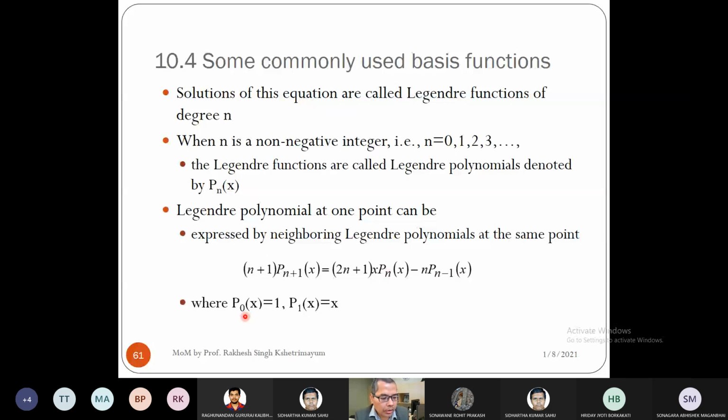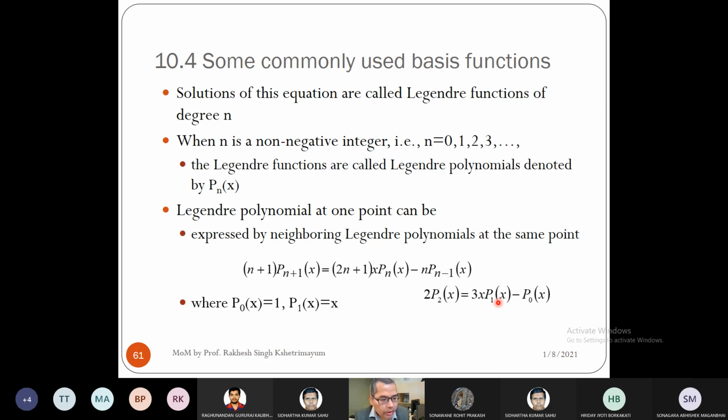So if I have P0(x) is 1 and P1(x) is x, I can always find P2(x), P3(x), and so on using this recursive relation. Let's say I want to find P2(x); n would be 1, so 2n plus 1 will become 3, times x, then what is this? This is x minus n, and n is 1, so this is 1. So you get the value of P2(x) from P1(x) and P0(x).